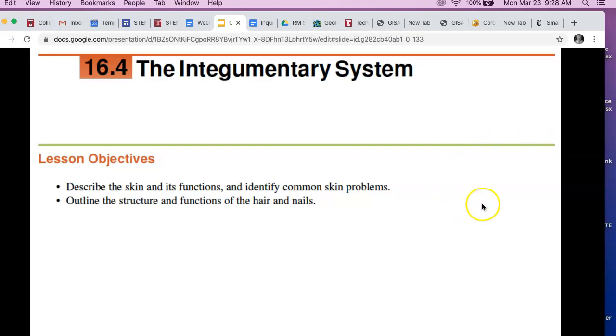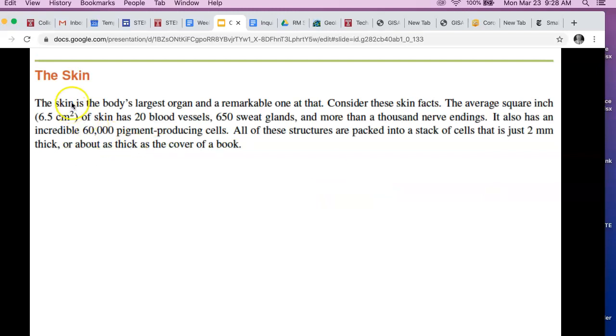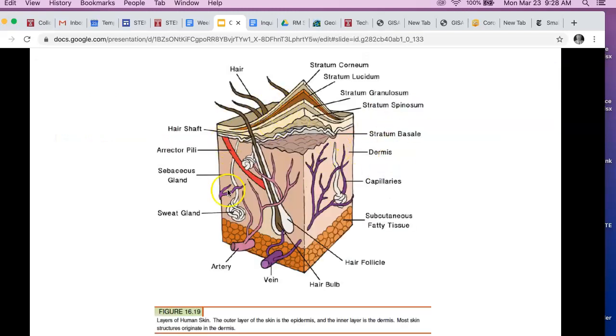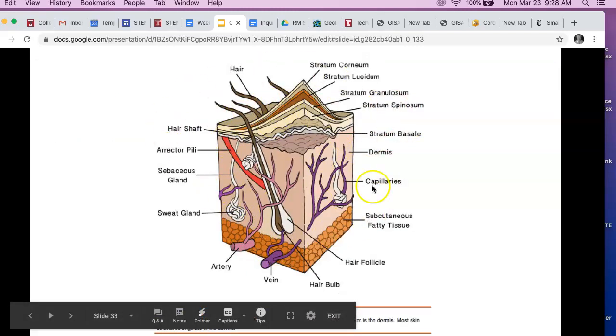The integumentary system, as I said, this is the skin, and on here, the skin is the body's largest organ. And these facts are just amazing. Now think of this. This is 1 square inch of skin has 20 blood vessels, 650 sweat glands, and more than 1,000 nerve endings. It also has an incredible amount of 60,000 pigment-producing cells, all within 1 square inch. Just amazing. This is a stylized, illustrated version.